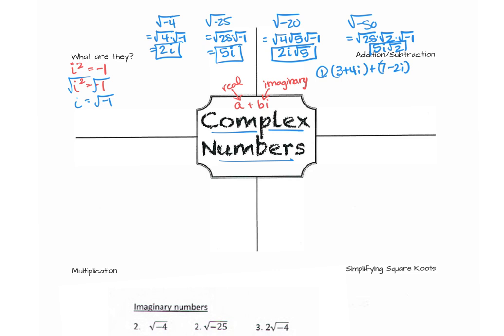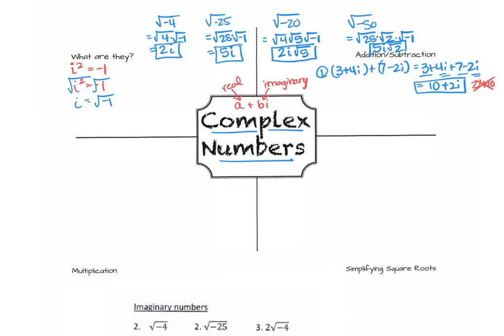So when you're adding, it's basically like combining like terms. Let's drop our parentheses. We get 3 + 4i + 7 - 2i. I'm going to combine the 3 and the 7. I'm going to combine the 4i and the -2i. And my answer for this one is going to be 10 + 2i. I've got my real part and I've got my imaginary part. We would not write this as 2i + 10. You don't put the imaginary part first. You put the real part first.